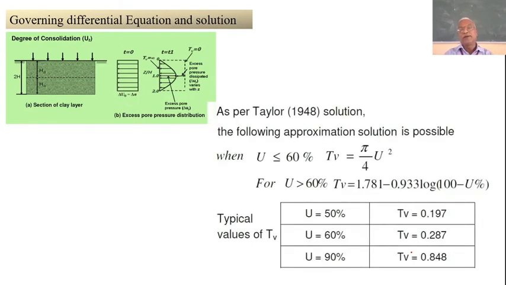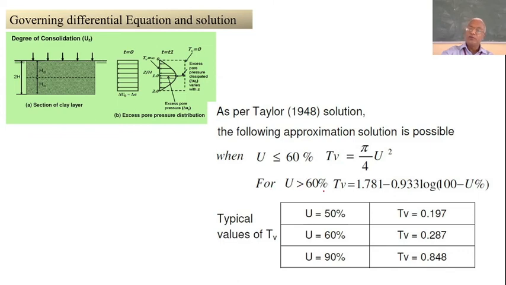Now, as per Taylor's solution, the following approximate solution is possible. What is that? When U, the percent of consolidation or degree of consolidation, is less than 60%, you know what the degree of consolidation is: the pore water pressure which is dissipated divided by the beginning pore water pressure. So that ratio, if it is less than 60%, then the time factor TV is given by pi by 4 U squared.